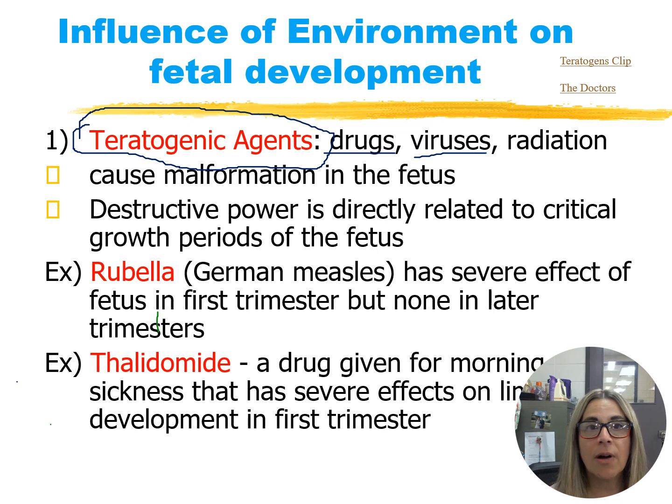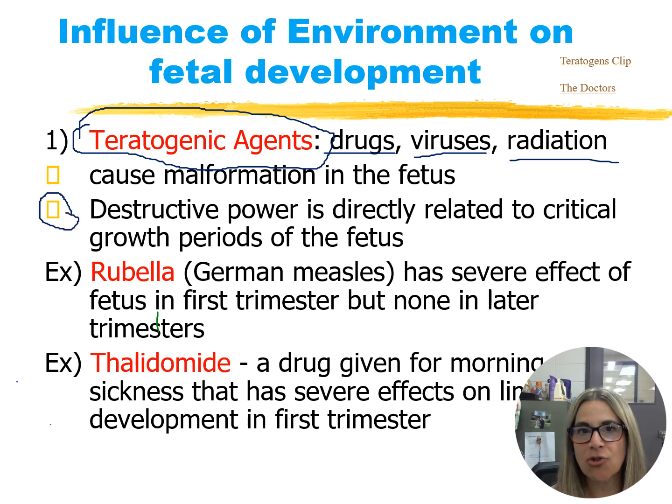Viruses, okay, certain viruses are very harmful if the baby is exposed to them, primarily in that first trimester of development. Radiation, so if you think of exposure to x-rays, for example, during that first trimester of development, that can be very harmful to a baby as well. So all of those things collectively are called teratogens because they can actually cause malformation in the fetus before the baby is born. And one thing that's really important to remember relates to this second bullet here.